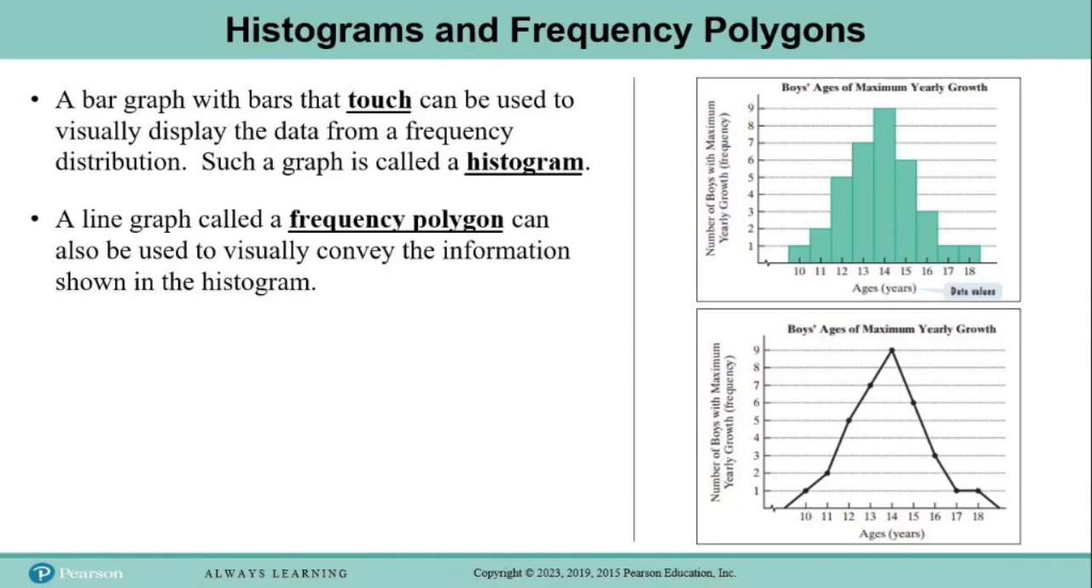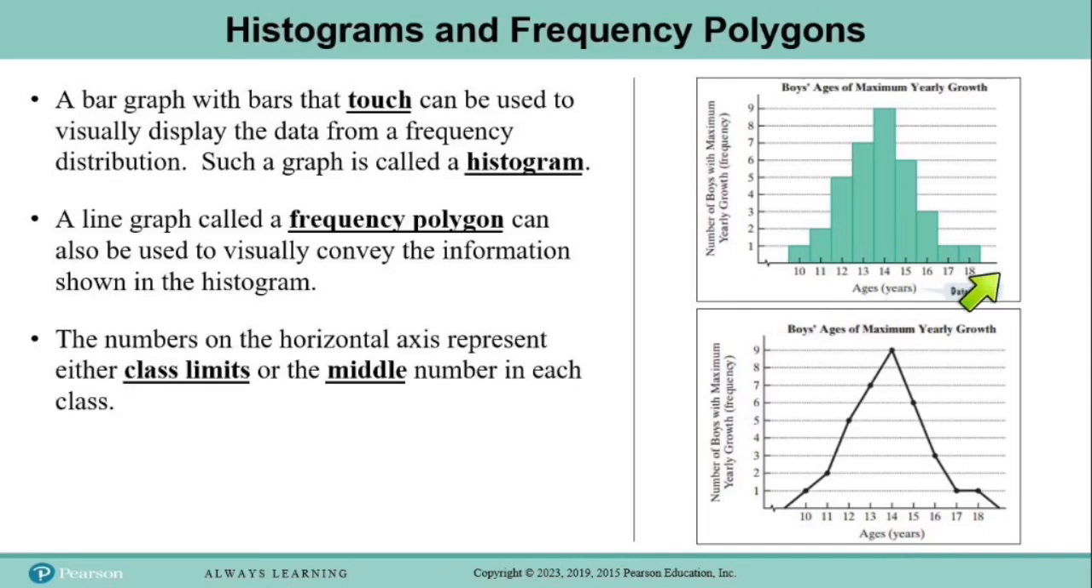Or, instead of using bars, we can just put a dot at the height where each bar would have been, and then connect the dots, and this is called a frequency polygon. A line graph called a frequency polygon can also be used to display the same information. Both of these graphs came from the frequency distribution that we built back in example 4, where we were working with the 35 boys' age of maximum yearly growth.